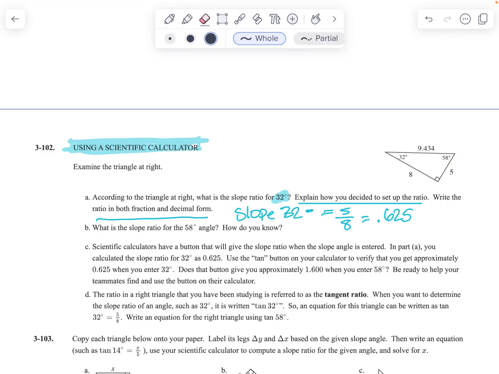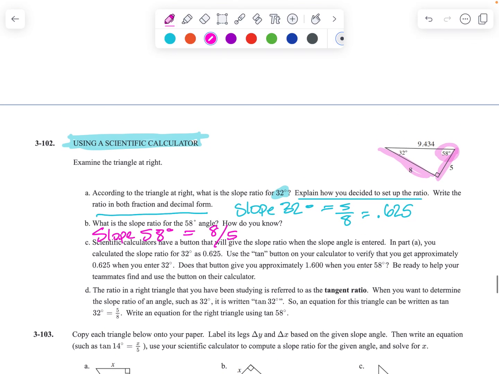Question B says, what is the slope ratio for the 58-degree angle, and how do you know? All right, now I'm looking at the 58-degree angle, and for this one the rise is 8 and the run is 5. So this time I'm going to write down that the slope of 58 degrees is a rise of 8 and a run of 5.